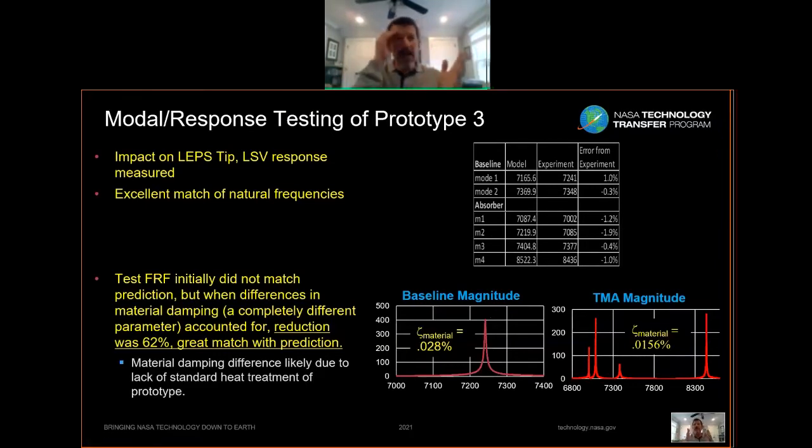So to evaluate how this concept worked, I normalized the damping. If you do that, then the reduction is 62%, which is a great match with that prediction of 60%. So again, a really excellent result, 62% reduction in your response.